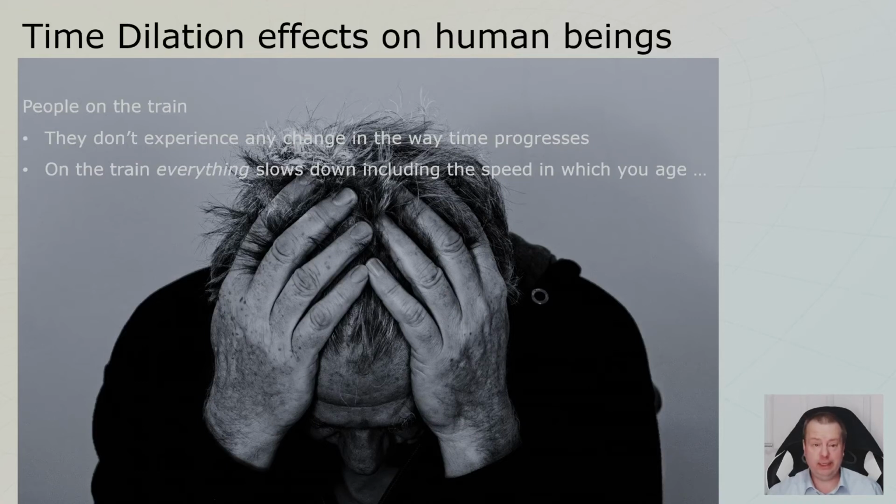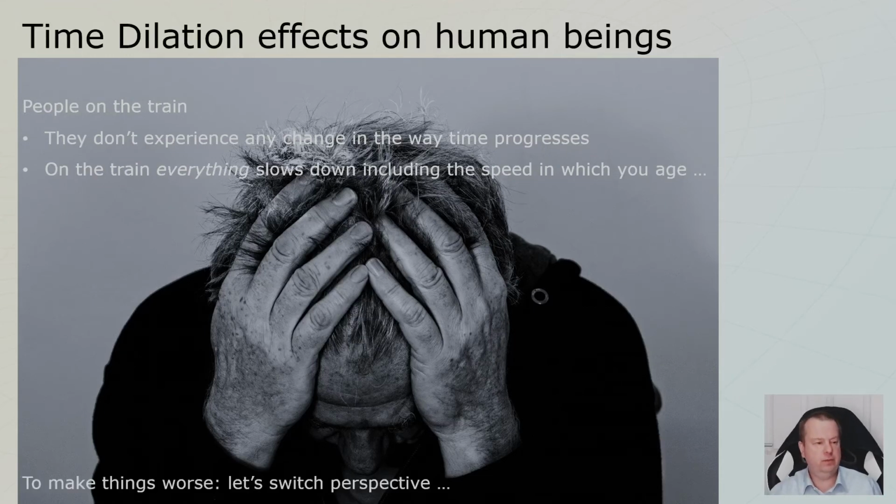Really? Yes, really. The people on the train are not 1 year older when 1 year has passed in our house. It will be a little bit less. Really? Yes, they will age slowly, but because everything is slowed down in their world, they don't see the difference. But from our point of view, from the house, we do see the difference.